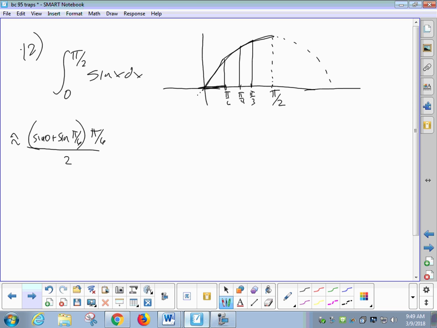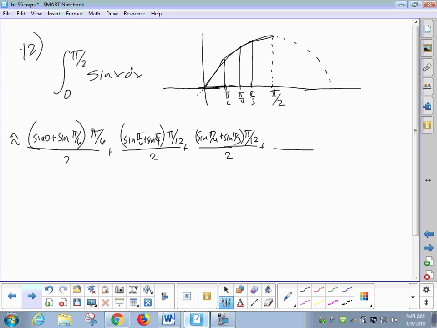The next trapezoid. What's the height now? How far is it from pi over 6 to pi over 4? I think common denominator. Pi over 12. It's pi over 12 wide. And that would be sine of pi over 6 plus sine of pi over 4. The next region, how far is it from pi over 4 to pi over 3? It's also pi over 12. I think you'll agree 3 pi over 12 to 4 pi over 12 is 1 pi over 12. Sine of pi over 4 plus sine of pi over 3 for the bases divided by 2.